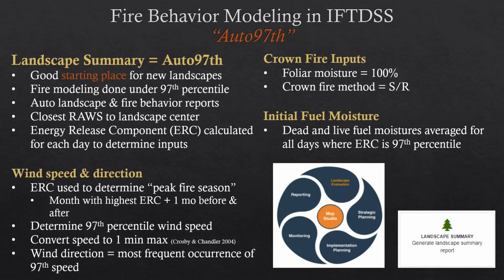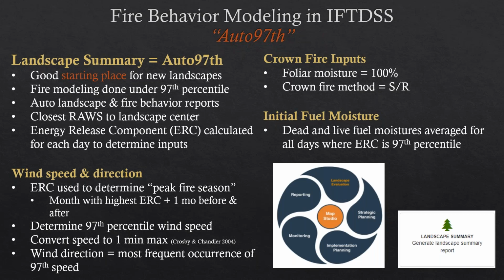The way we calculate 97th percentile conditions is a little different in IFTDSS than it might be in something like Fire Family Plus. So the first thing that is done is it automatically chooses the first RAWS station, the closest RAWS station, sorry, which is the one that's closest to your landscape based on the center point of your landscape. And then for every day of the fire history weather information it has, it calculates the energy release component. And then based on energy release component, first it picks your peak fire season. So that's defined as the month with the highest ERC values, and then the month prior and the month after. So it's a 3-month window that it uses to define peak fire season.